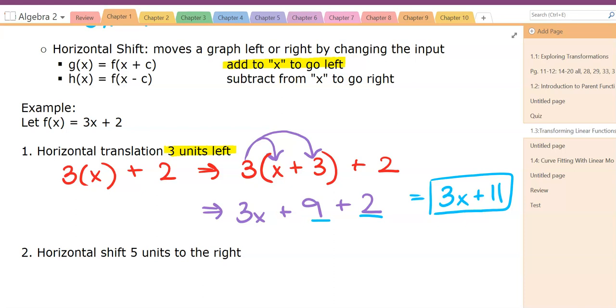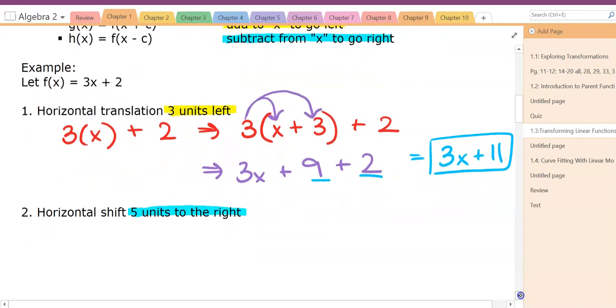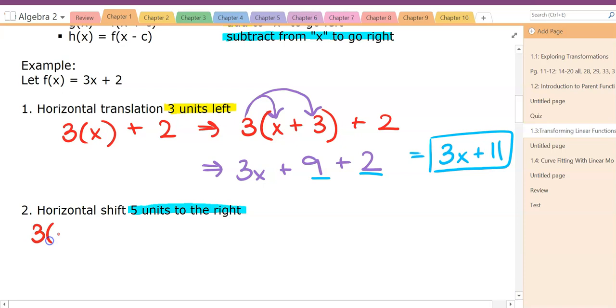Okay, so for this one, because I'm going 5 units to the right, the rule up here when you go to the right is that you have to subtract from x. So I'm going to end up having to subtract the 5 in this problem. Now you could write it, kind of start it out the same way that I did up here. If you need to, kind of already put x in its own little parentheses so that you know where the minus 5 has to go, you can do that. So what you should have written is 3 and then times the x minus 5 and then plus 2.